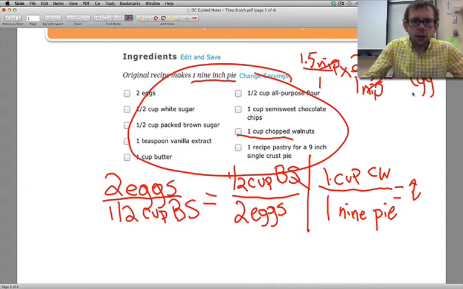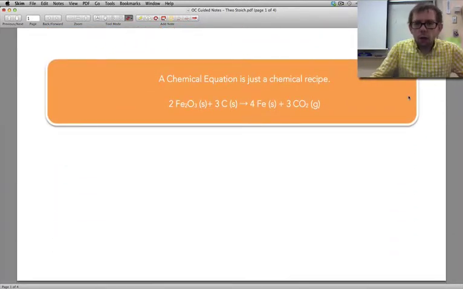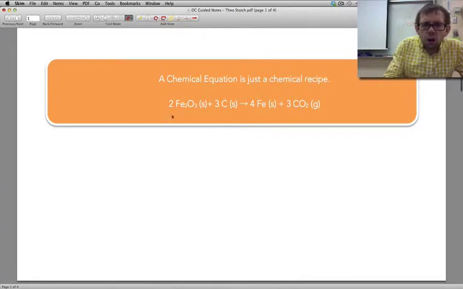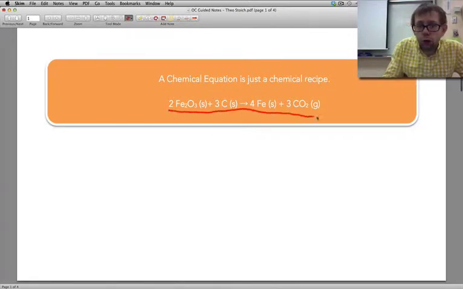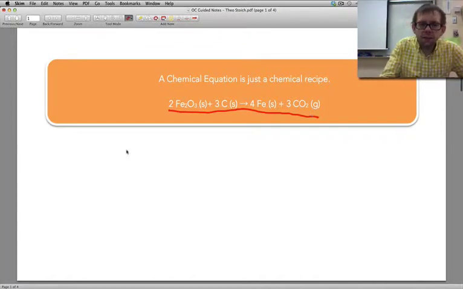So let's take a look at a chemical equation. What can that tell us? Well, let's look at one. Oh God, this is so different than a recipe. No, it isn't. It is a recipe. It's just a chemical recipe. So what can I say from this?